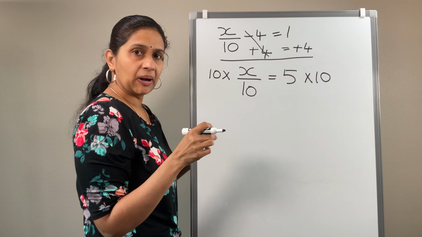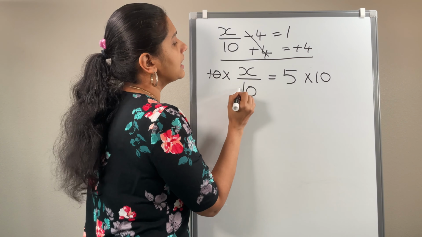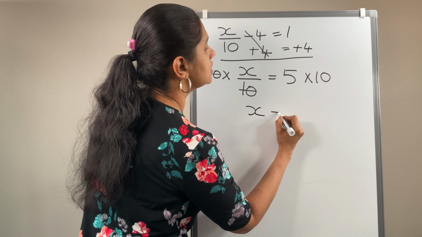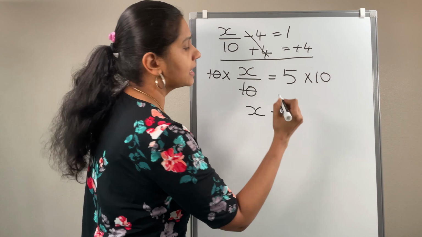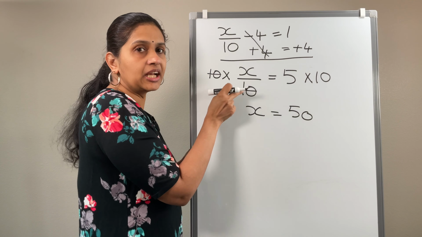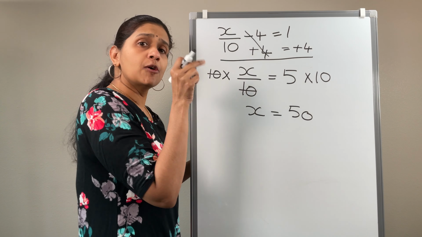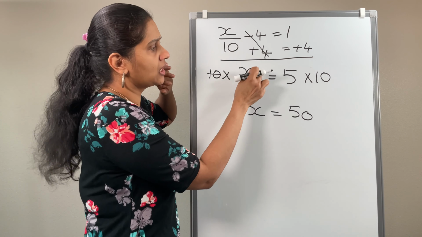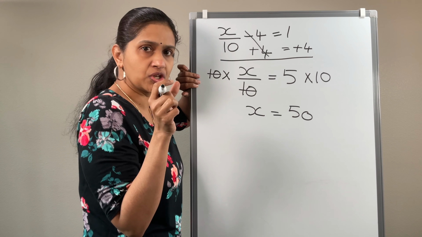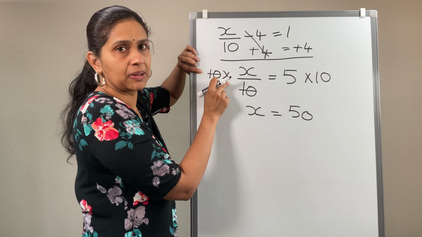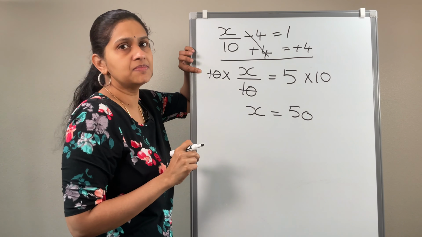When you do that multiplication, this 10 and 10 will get cancelled out, and what is remaining? x. It will remain 5 times 10, which is going to be equal to 50. Here x by 10 means divided by 10. Inverse of division is multiplication. Inverse of multiplication is division. So here x by 10 is given in a division form, so you are taking the inverse of it in order to cancel, which is multiplication. That is why you are saying times 10.